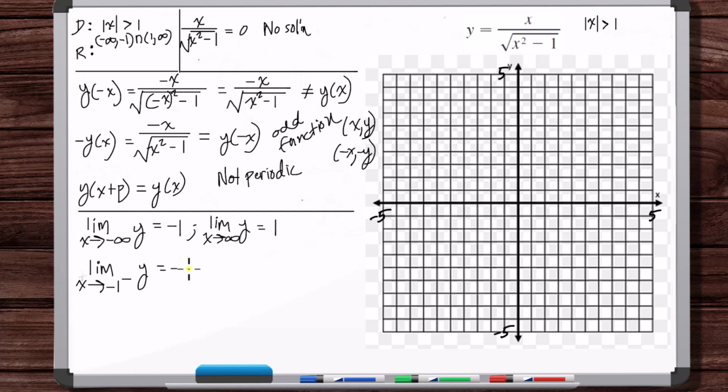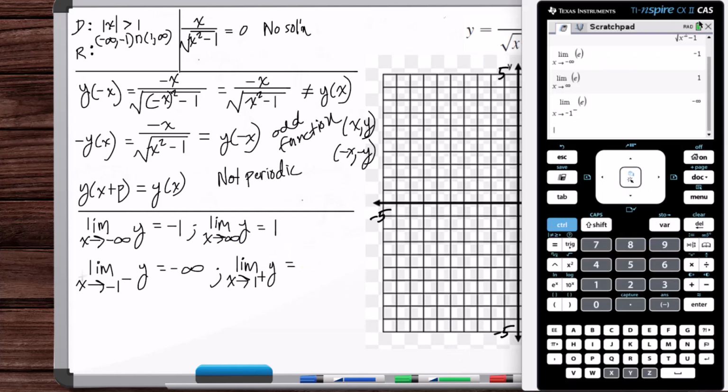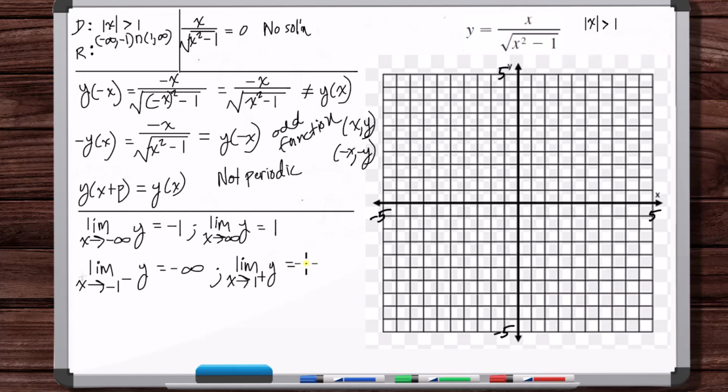Okay, yeah, minus infinity. Now let's take the limit as x approaches 1 from the right of the function. Okay, so we'll do 1 from the right. Infinity. Okay, so that's the endpoint behavior. And so what we can see is we've got 2 horizontal asymptotes and we've got 2 vertical asymptotes associated with the endpoint behavior.